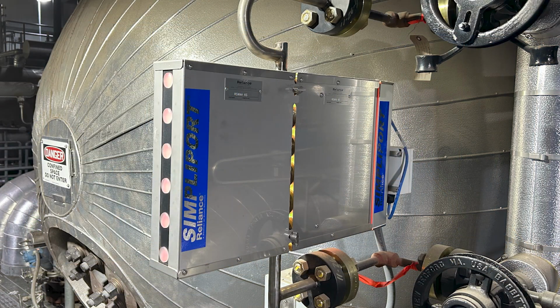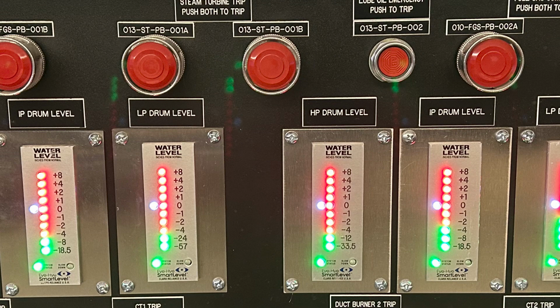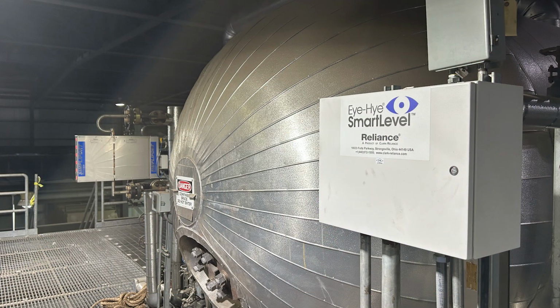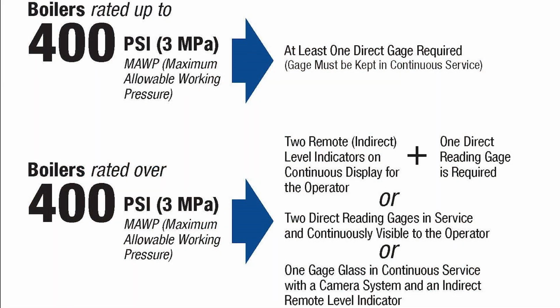So which of these types of level indications should you use? ASME Section 1 Boiler and Pressure Vessel Code outlines, as a minimum, which devices must be used. When the design pressure of the boiler drum is less than 400 psi, code states that the boiler must have at least one direct reading gauge glass that is in service at all times and visible to the boiler operator where control actions are taken. If the gauge glass is not visible to the operator, they must have at least one gauge glass that is in service at all times and two remote level indicators that are visible to the operator where control action is taken.